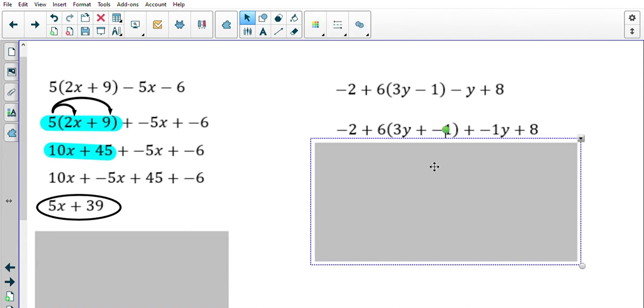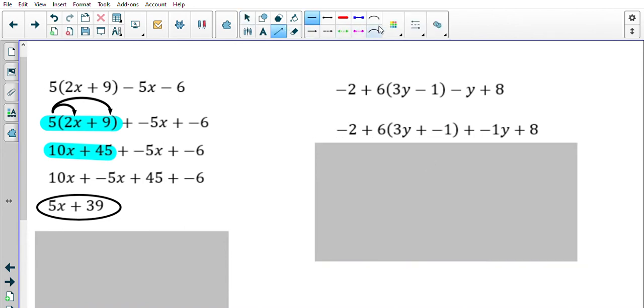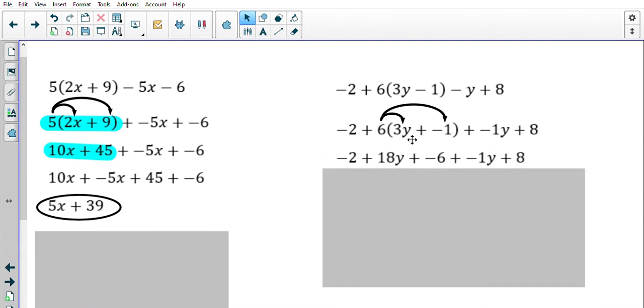Now, the next thing we're going to do is distribute this 6 into the parentheses. We're going to do 6 times 3y and 6 times negative 1. It's really tempting to try to do negative 2 plus 6 since it comes first in the problem, but you have to distribute next. So 6 times 3y is 18y, 6 times negative 1 is negative 6. So again, this information right here is going to become this.